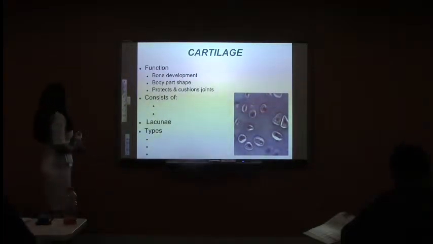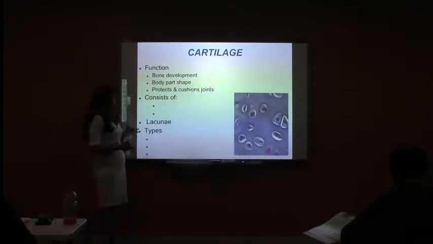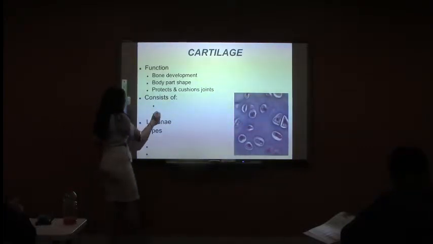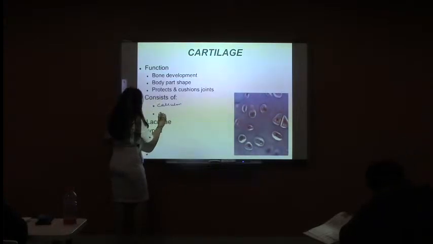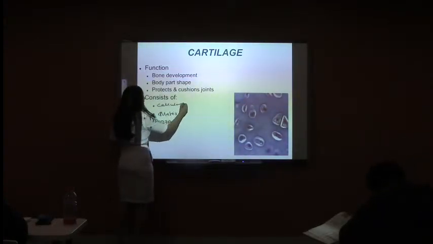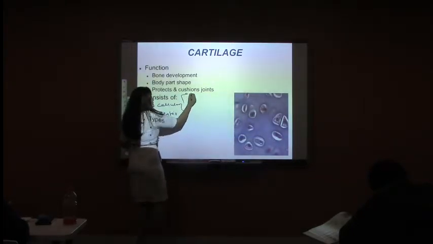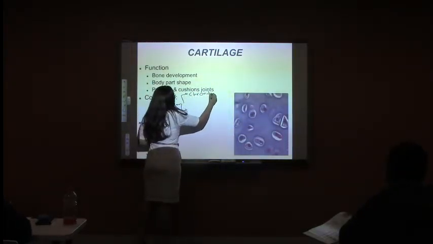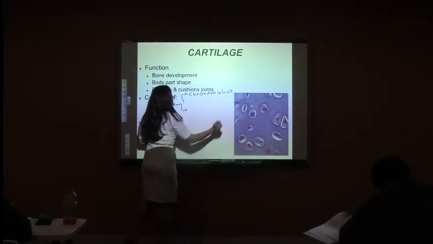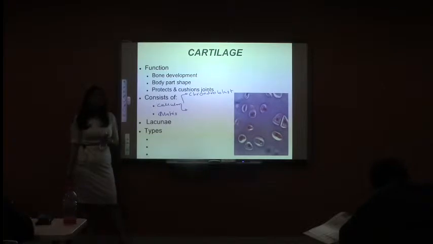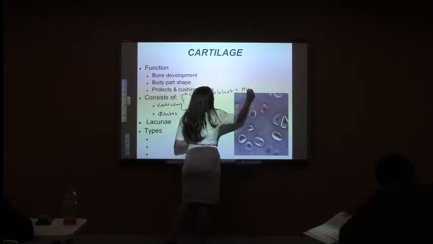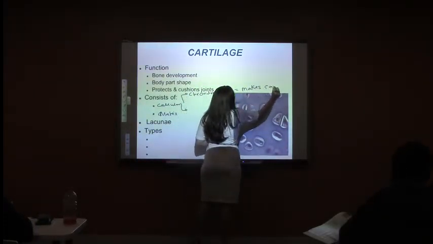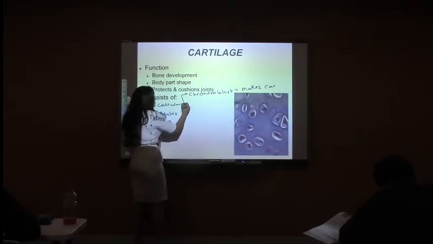Cartilage. Function: bone development, body part shape, protects and cushions. It consists of the cellular part and the acellular part, or matrix. The cellular part is made up of two cells, chondroblast. So what do you think a chondroblast does? It makes chondro, which is cartilage. It makes cartilage.